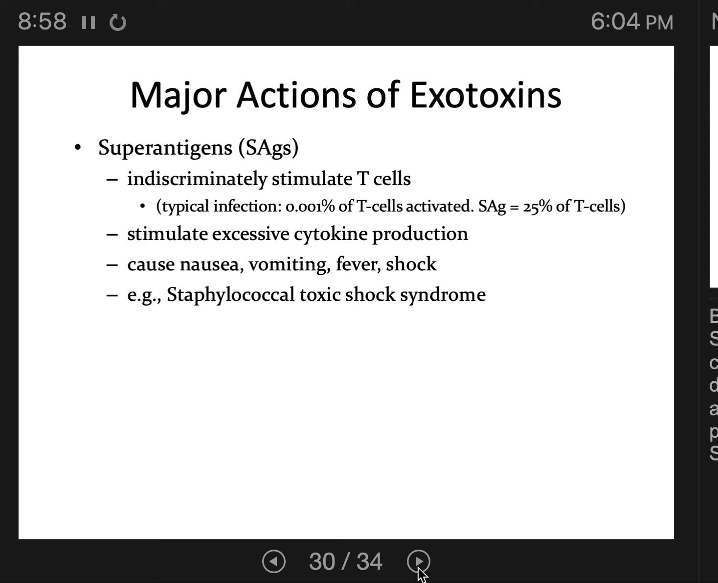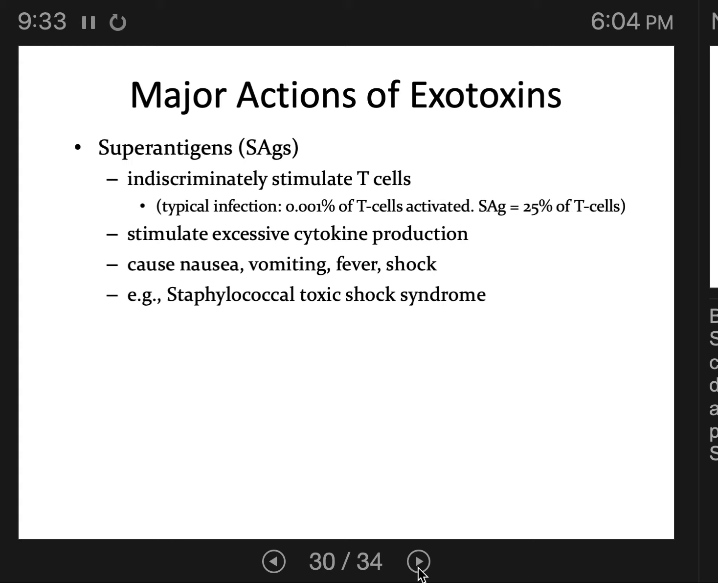Cytokines are the communication signals of the immune system. When one immune cell encounters a pathogen, it releases cytokines. Those cytokines attract other immune cells and activate them to recruit them to the battle. If you have excessive cytokine production, it means every immune cell is sending out these crazy alarming signals to every other immune cell, and you have a way overblown response. The result is nausea, vomiting, fever, and maybe shock. Remember, shock is a life-threatening drop in blood pressure.